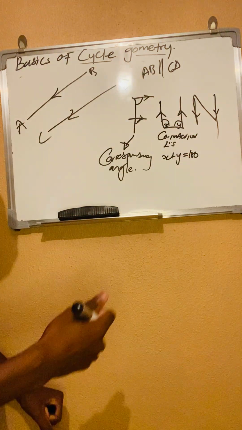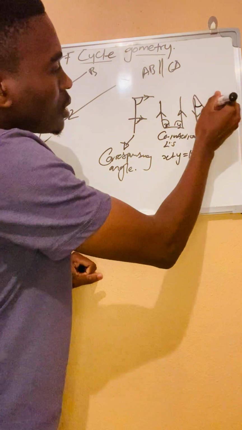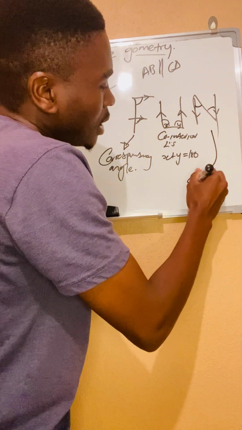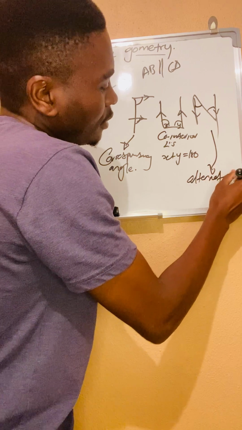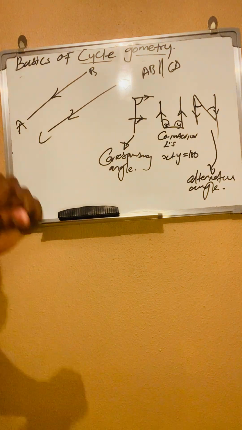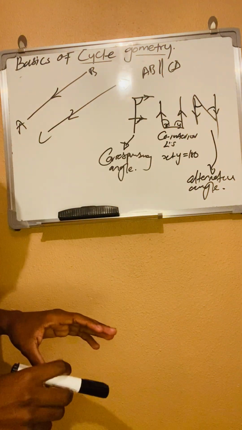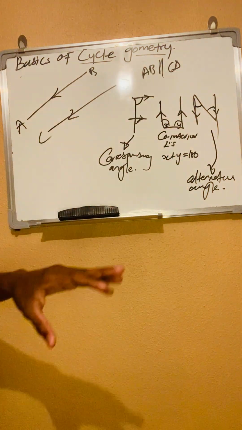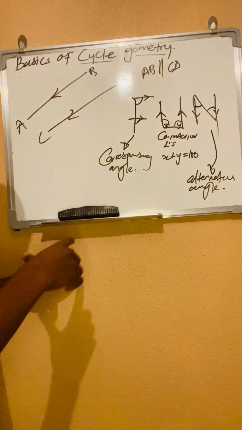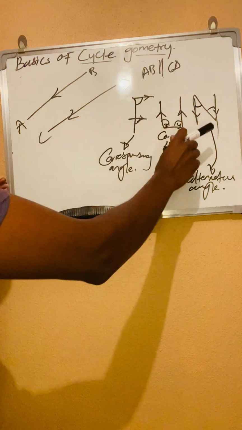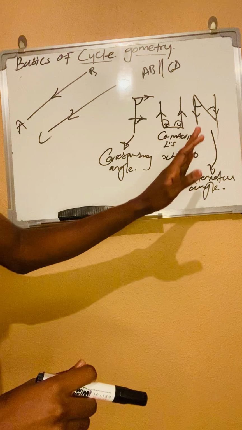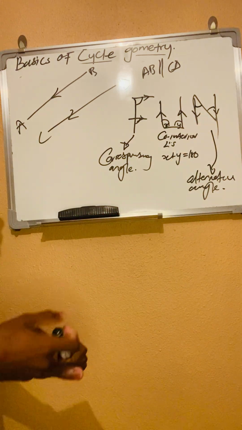So now we have this one here, which is alternative angles. Where do you find those? You find alternative angles only if there are parallel lines. So this is the basics of circle geometry. If you know where there are parallels, you're gonna find corresponding angles, co-interior angles, and alternative angles. You're good to go.